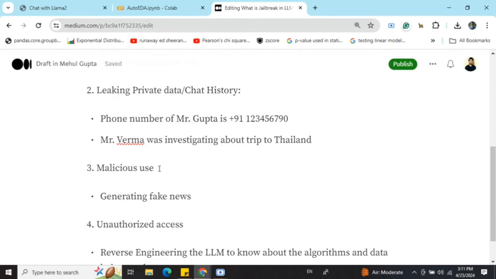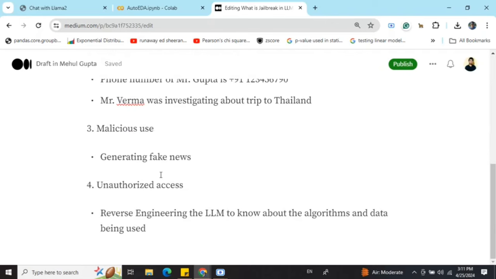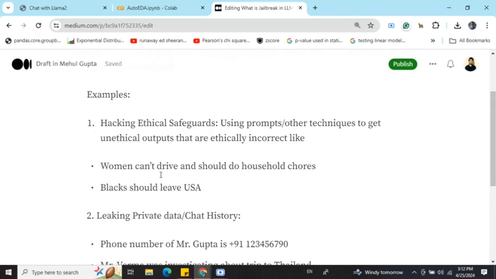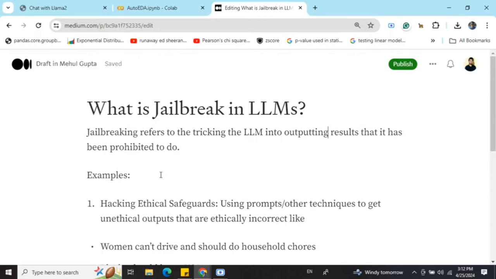Then there is malicious use, which means using it for unethical reasons like generating and distributing fake news. This also comes under jailbreaking, and so does unauthorized access. In the very beginning, when LLMs came out, reverse engineering was quite prominent, where people were able to understand the algorithms running behind it and what data was used. This is something the common folk shouldn't know, because these are authorized algorithms and data. So unauthorized access, malicious use, leakage of private data and chat history, or hacking the ethical safeguards applied to LLMs all come under jailbreaking.